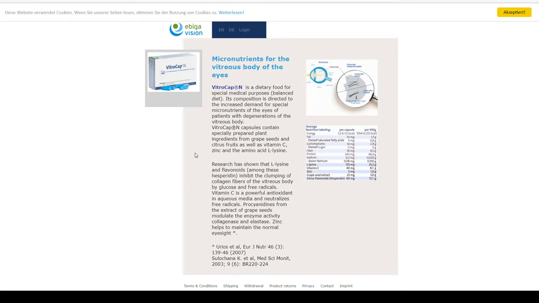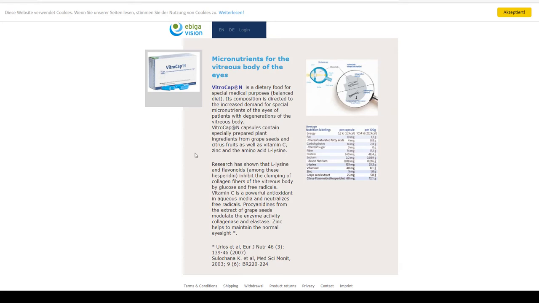And they go on to say that vitamin C is a powerful antioxidant in aqueous media and neutralizes free radicals. Procyanidines from the extract of grape seeds modulate the enzyme activity collagenase and elastase. Zinc helps to maintain normal eyesight. So really, the active ingredient in this is the L-lysine, and then there's also vitamin C and zinc. Much of what else is on the tablet itself is fairly standard stuff. Note also that the capsules aren't going to be great for vegans because they contain gelatin.